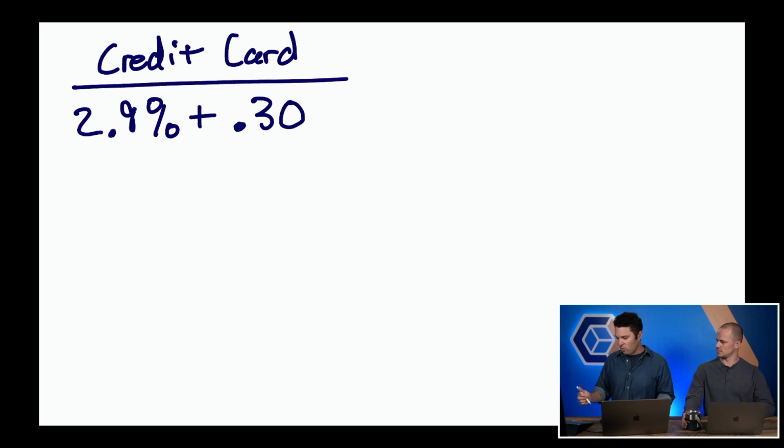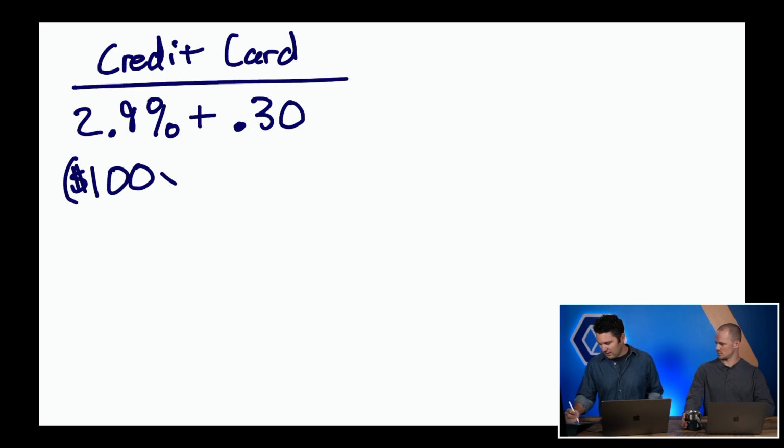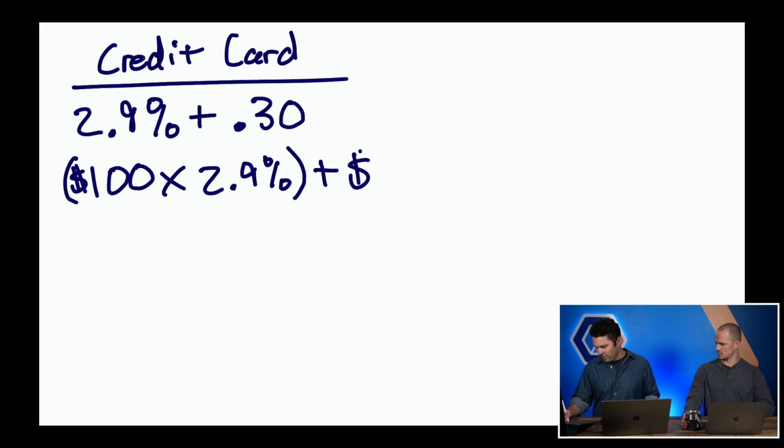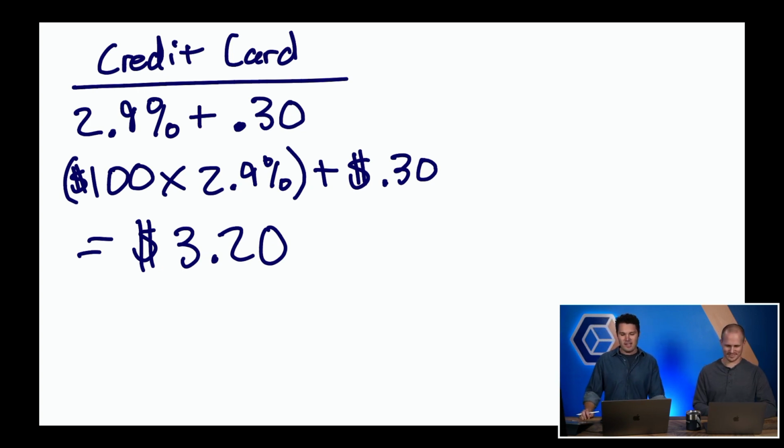So 2.9% plus 30 cents per donation. Pretty common. So the way that would work is if you have a $100 donation, we're going to say $100 times 2.9%, and then plus 30 cents. So I'll use a little $.30. All right. So if I do my math, 2.9% of 100, that's $2.90, right? Yep. $2.90 plus the 30 cents, so we're looking at $3.20. Is that right, Matt? Yes, sir. All right, just want to double check. So $3.20 of that transaction.